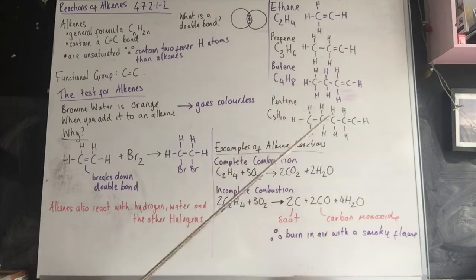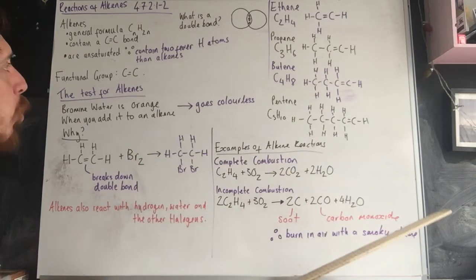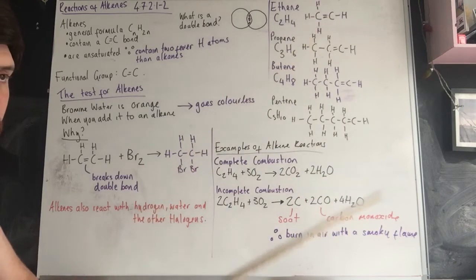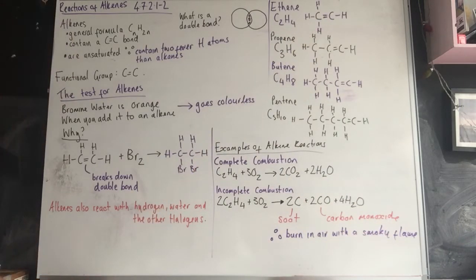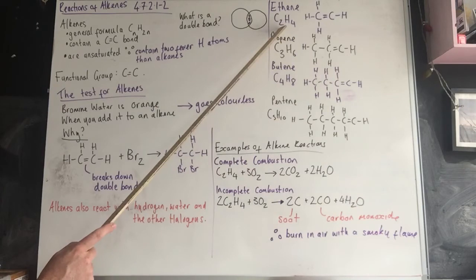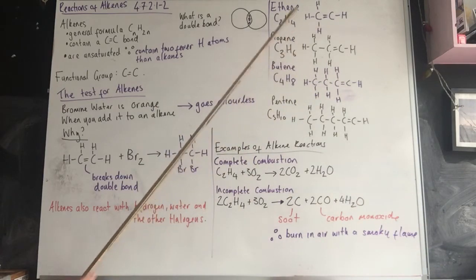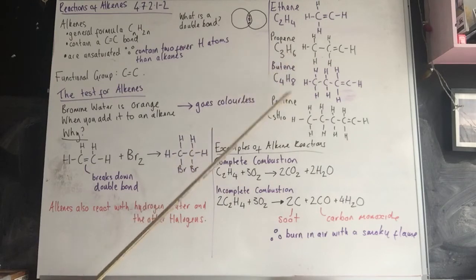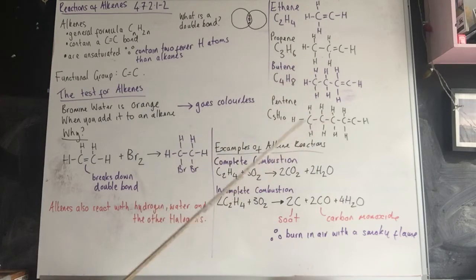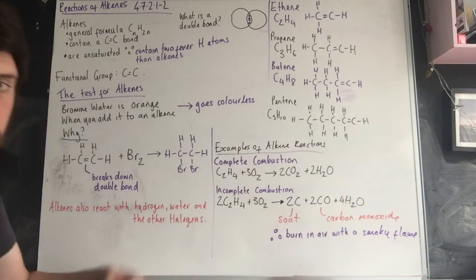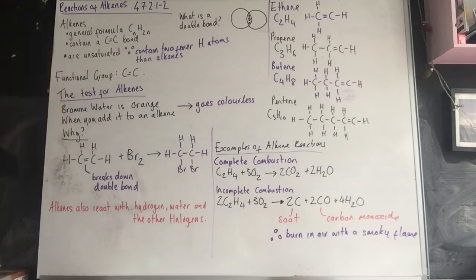You can't have methane. The reason why you can't have CH2 is because no double bond will exist, because you'll only have 1 carbon and that can't bond with itself. So ethene is C2H4, propene is C3H6, butene is C4H8, and pentene is C5H10, and those are the 4 that are on the specification. Of course, in real life, it does keep on going.